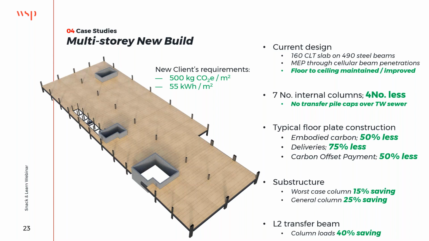So what we did is we proposed the CLT hybrid solution, which meant that we reduced the number of columns. We had a single line of columns, which removed the requirement to bridge over the trunk sewer. We had 50% less embodied carbon, 75% less deliveries. Substructure loadings reduced significantly, so therefore the program for construction reduced significantly too.